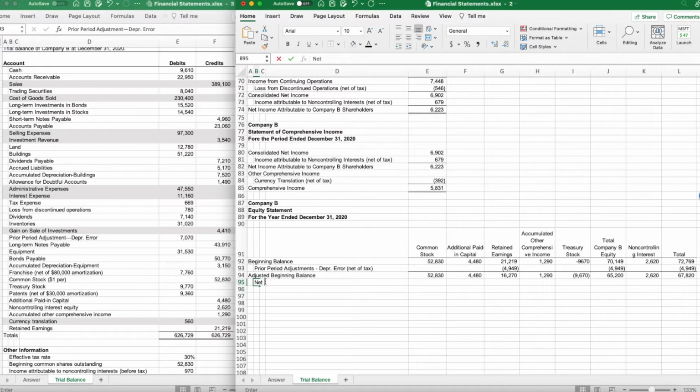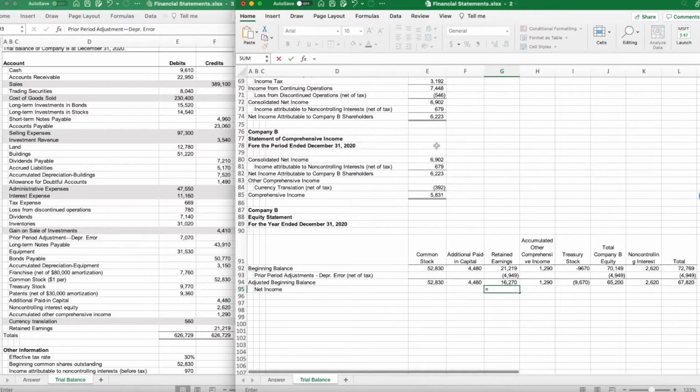So our net income for the period needs to get put into retained earnings. So our net income, we calculate it right up here. Net income attributable to Company B shareholders goes right there, and net income attributable to non-controlling interests goes right over under our non-controlling interest equity section. There's our net income. Next, we will take out our dividends.